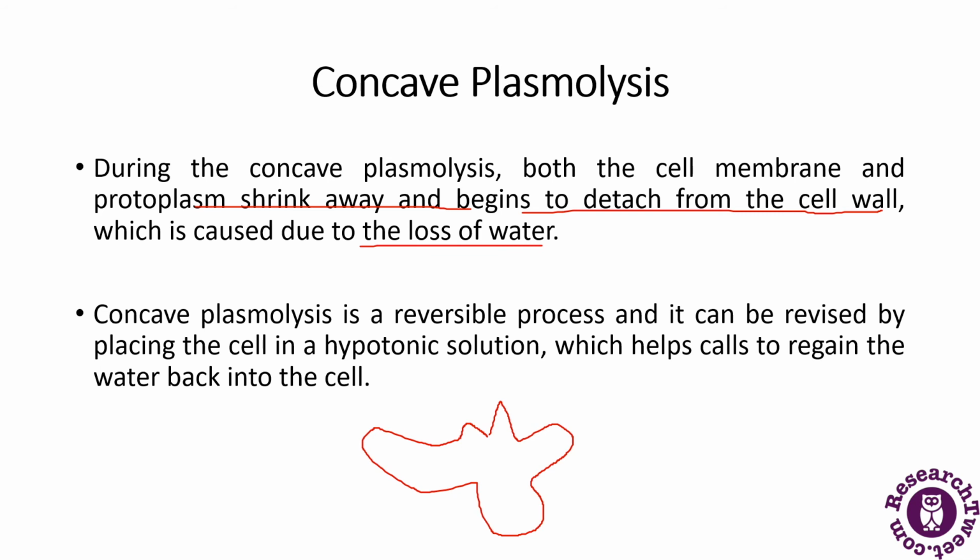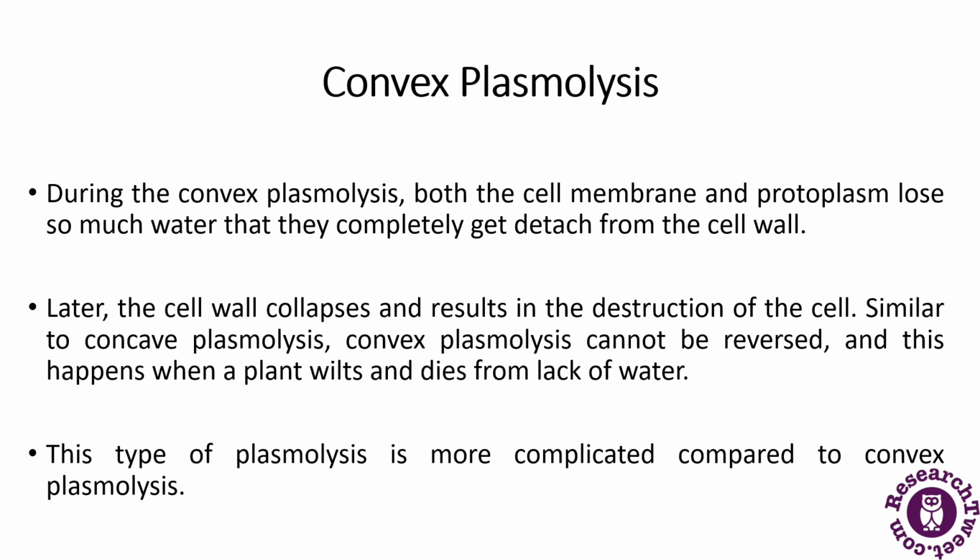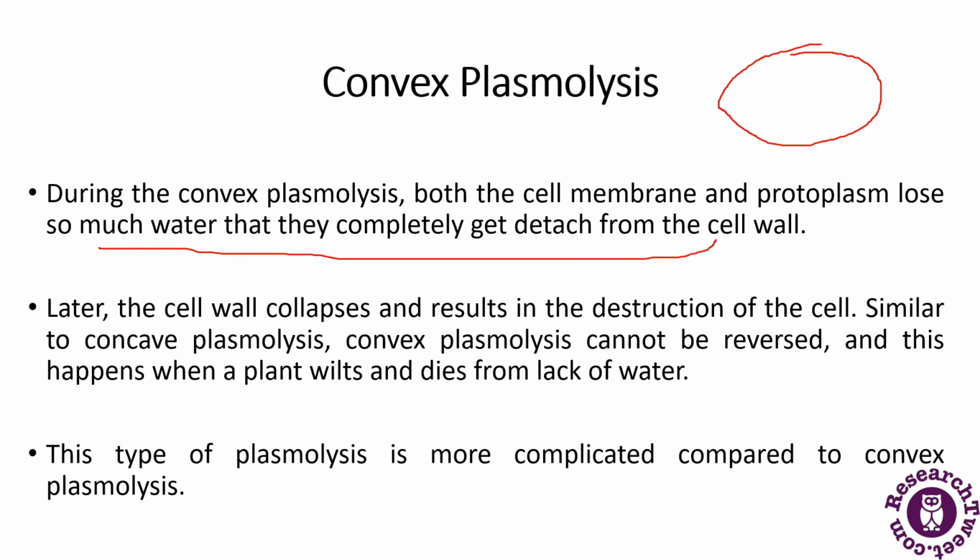Concave plasmolysis is a reversible process. It can be reversed by placing the cell in a hypotonic solution, which helps the cell regain water. So this is concave plasmolysis. Next we will discuss convex plasmolysis. The shape of convex plasmolysis was oval or round. During convex plasmolysis, both the cell membrane and the protoplasm lose so much water that they completely detach from the cell wall, and the cell will collapse, resulting in the destruction of the cell.